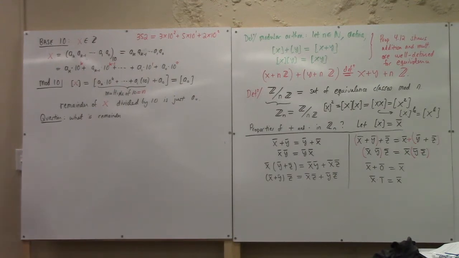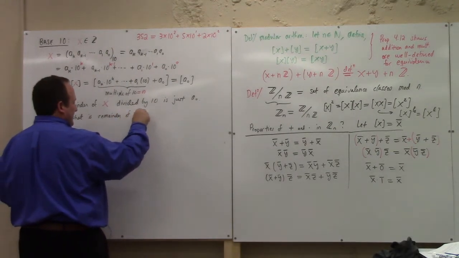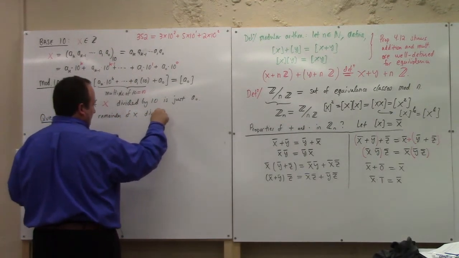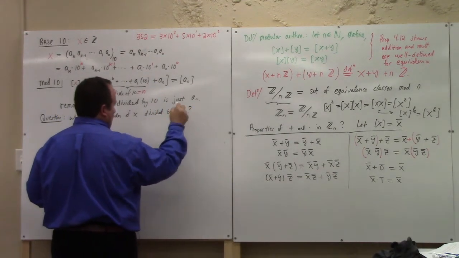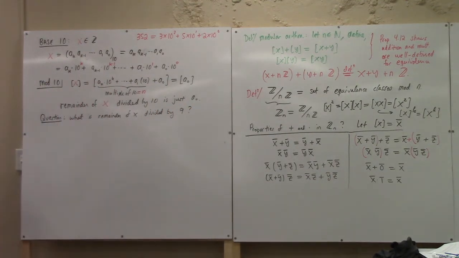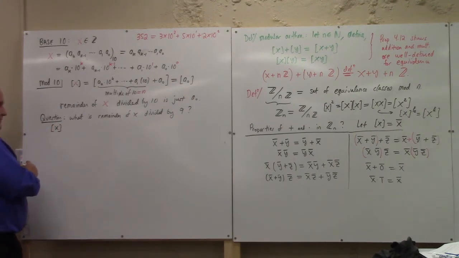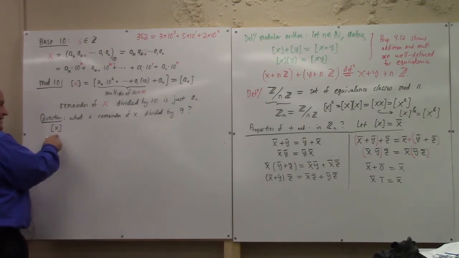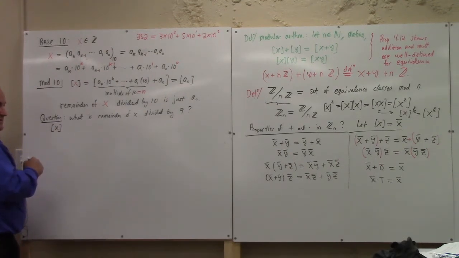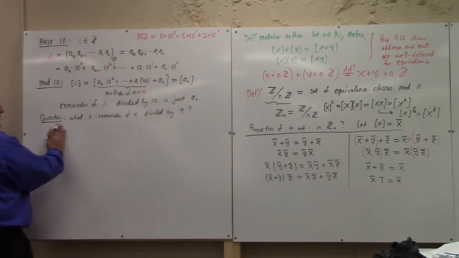What is the remainder of x divided by 9? It would be all the numbers left over that aren't divisible by 9. Well, we know I'm just using straight up the division algorithm. And so we can reduce x mod 9. The question is how to do that.